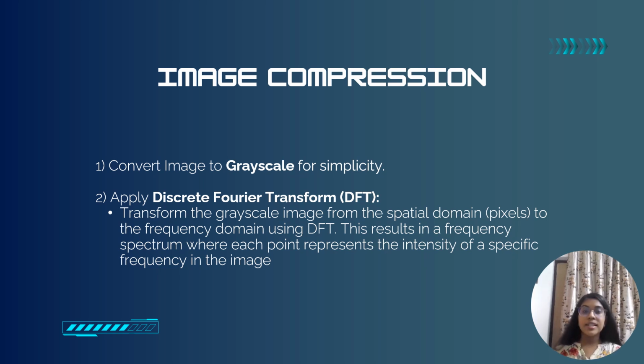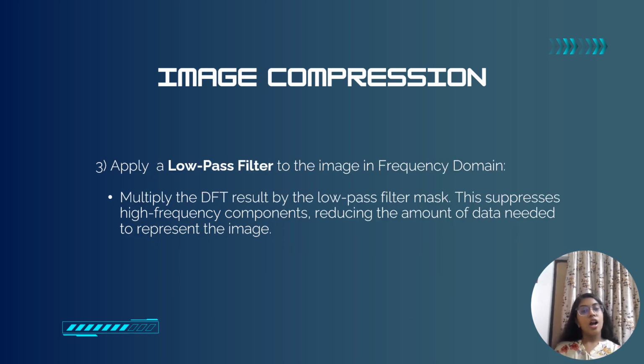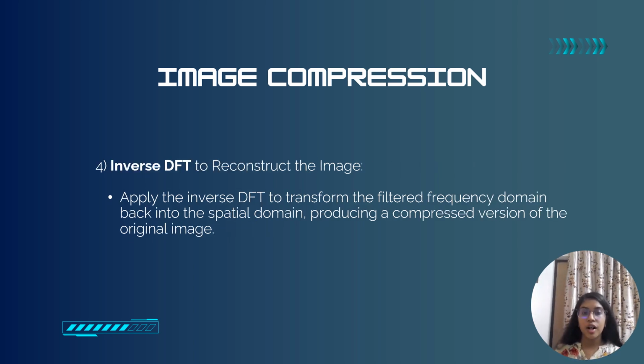Now, what are the steps of image compression? So the first one is we convert the image to grayscale for simplicity. Then we perform Fourier transform to convert it into the frequency domain. After that, we apply the low pass filter. And after applying the filter, we perform inverse Fourier transform to reconstruct the image in the spatial domain.